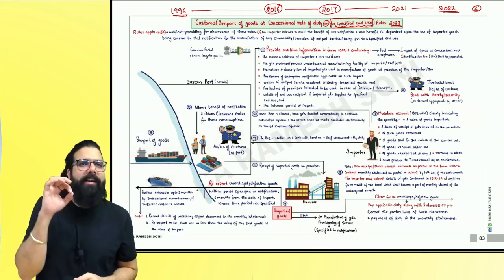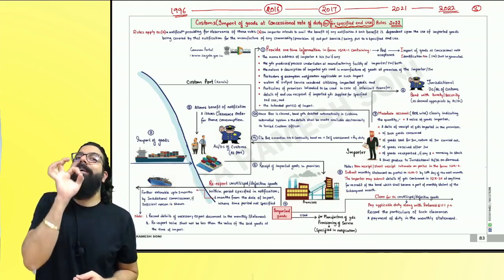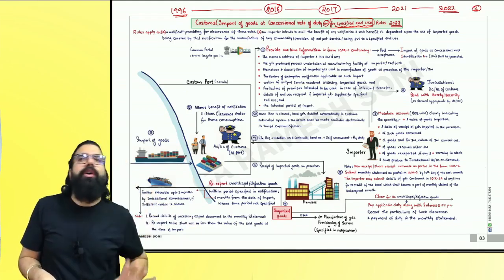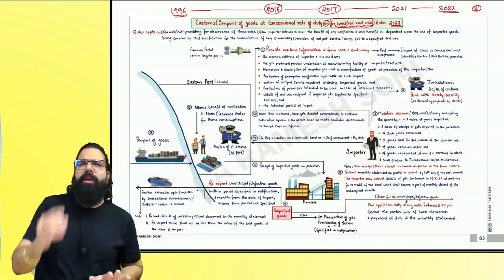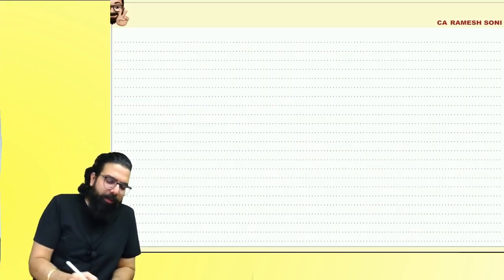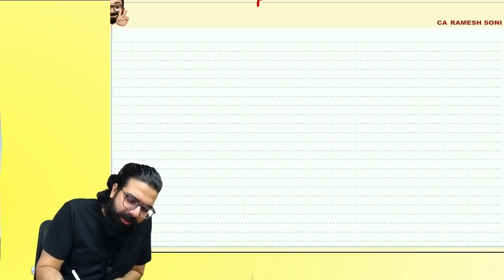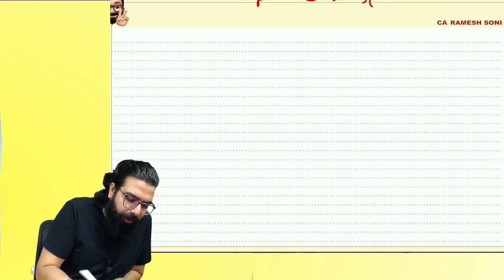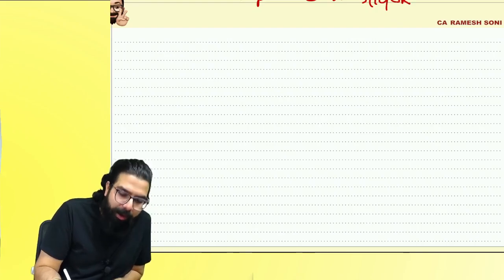Let's understand the Customs import of goods at concessional rate of duty rules 2022 or for specified end use. Everyone listen to me very carefully. There is a very simple thought of the government. If you can understand that thought, you will understand these rules easily. Everyone, it is chapter number 10, import of goods at concessional rate of duty or specified end use. It will actually be the IGCRS rules, Import of Goods at Concessional Rate of Duty or Specified End Use Rules 2022.